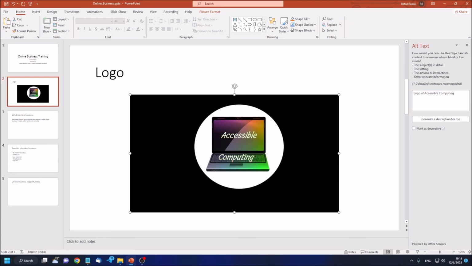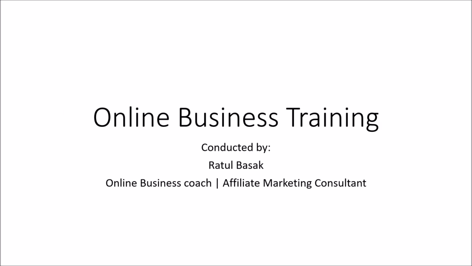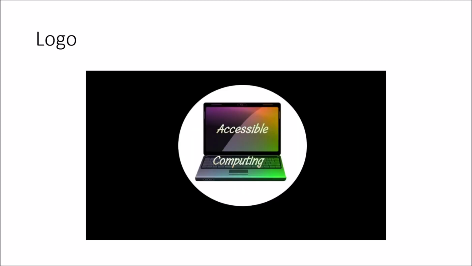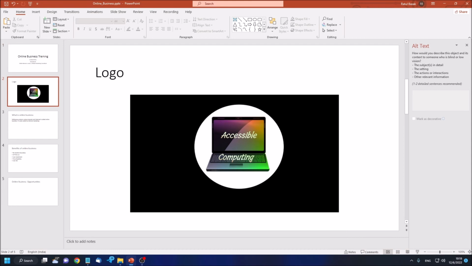Now I'm pressing the escape key. I am going to the slideshow view. F5. Slide 1, online business training. This is our first slide. Then I'm going to the second slide. Slide 2, logo. Heading level 1, logo. Logo of accessible computing, image. So now the alt text is added and a screen reader user can understand what's in the image. Escape. So this is how we can add any image to our slides and create presentations with images.